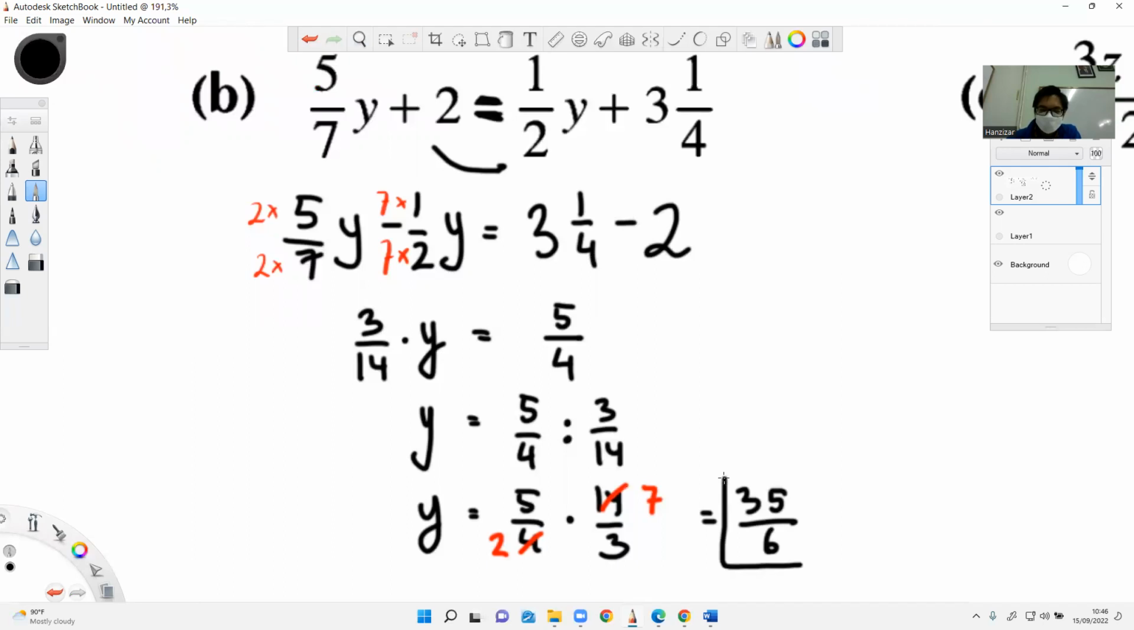Understand guys? If you want to make it improper, it's fine, keep like this. If you want to make it mixed, no problem also. No need. 35 over 6 is also okay. If you have to make into a mixed fraction, it's your choice, but it will be a waste of time.